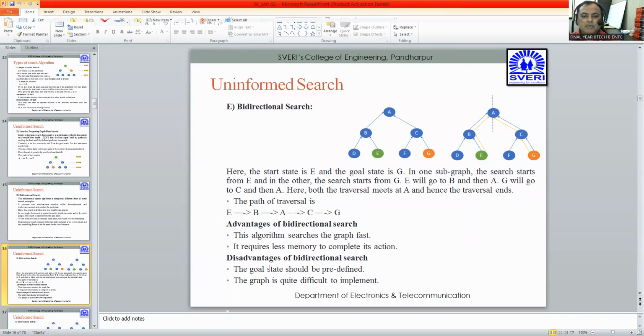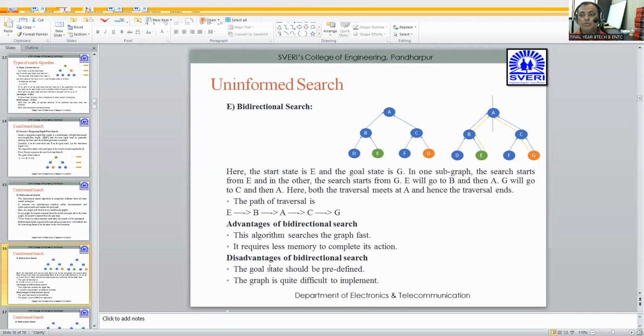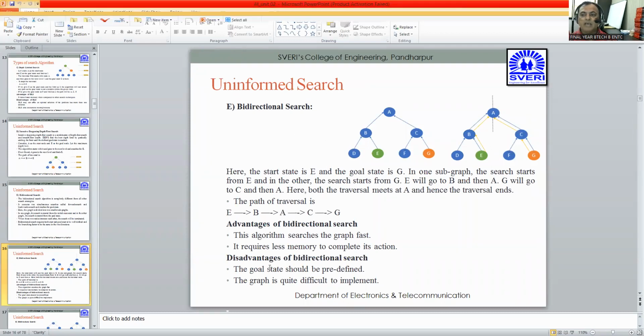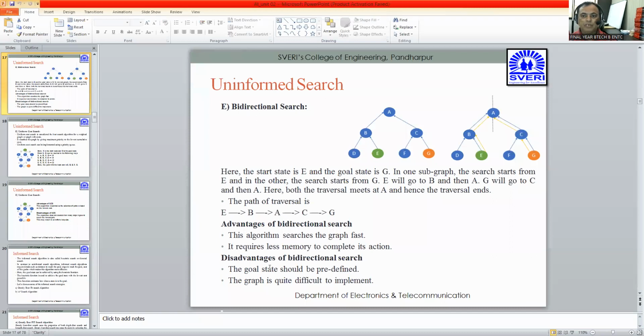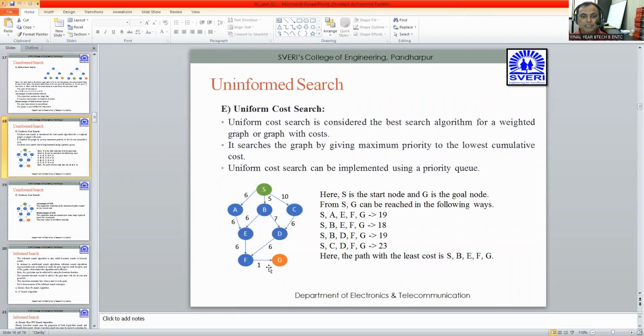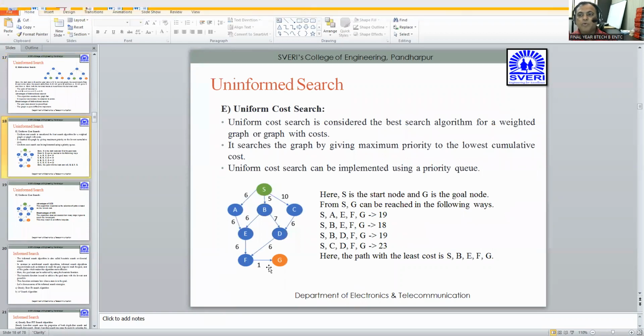Advantages: the algorithm searches fast, and it requires less memory to complete its action. But the disadvantage is that the goal should be predefined and the graph is a little bit difficult to implement. So this is nothing but the bidirectional search. Now comes uniform cost search.